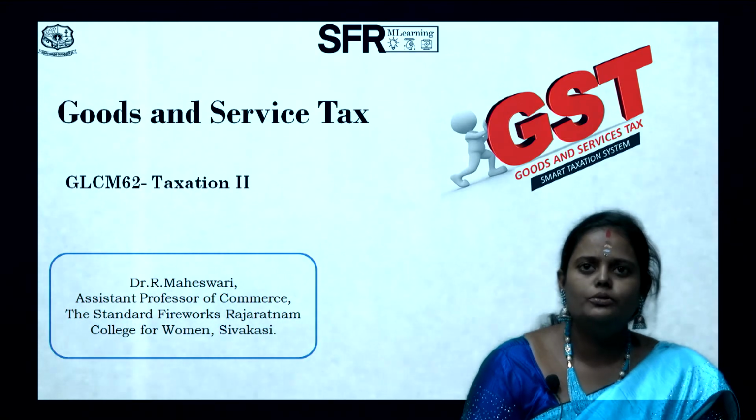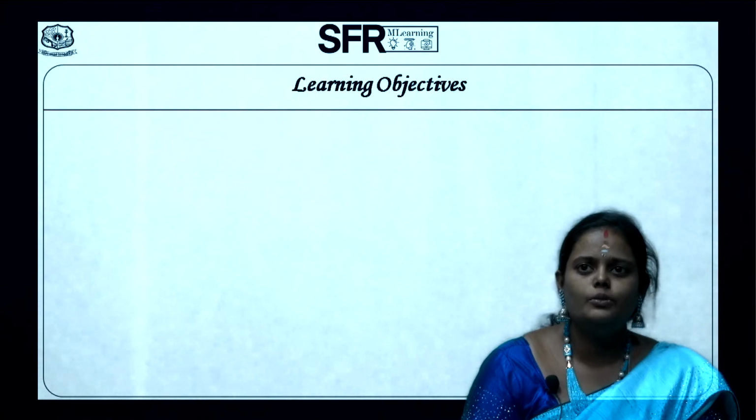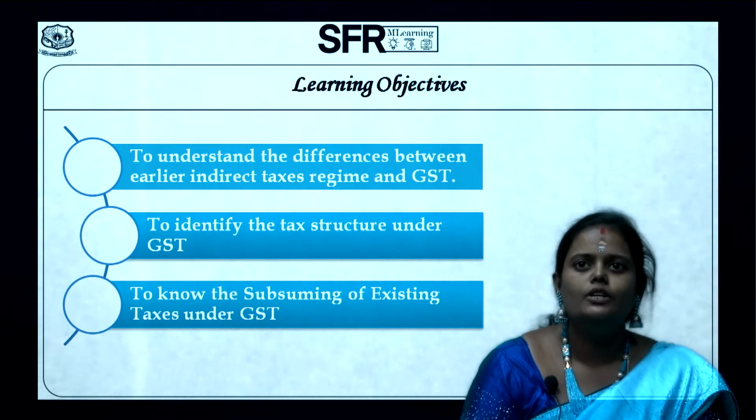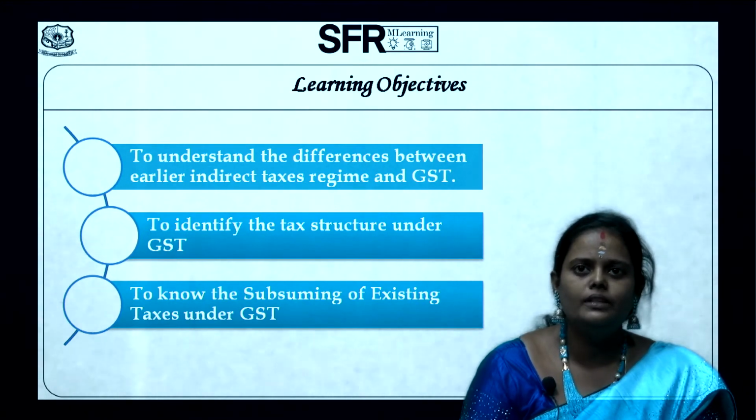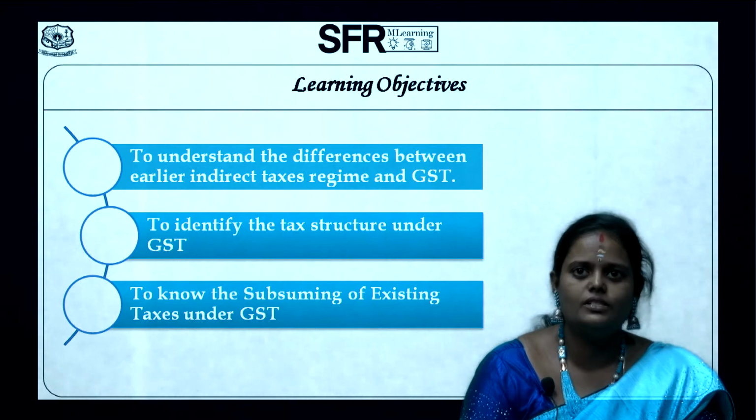Today we are going to see about the topic Goods and Service Tax. First we see the learning objectives: to understand the difference between the earlier indirect tax regime and GST, to identify the tax structure under GST, and to know the subsuming of existing taxes under GST.